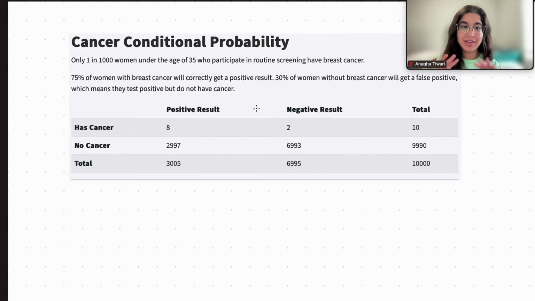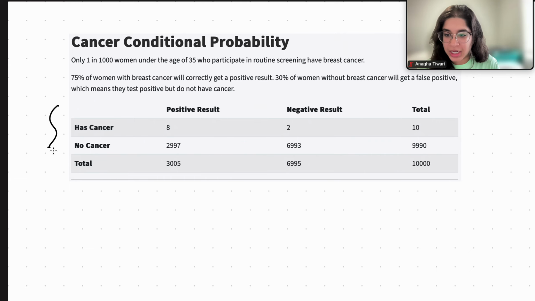So this question is very similar to all of the other conditional probability questions that we've done before, except there's a significant advantage here, I think, because we are given a table that represents all of the probabilities, right? So let's go ahead and read the question.